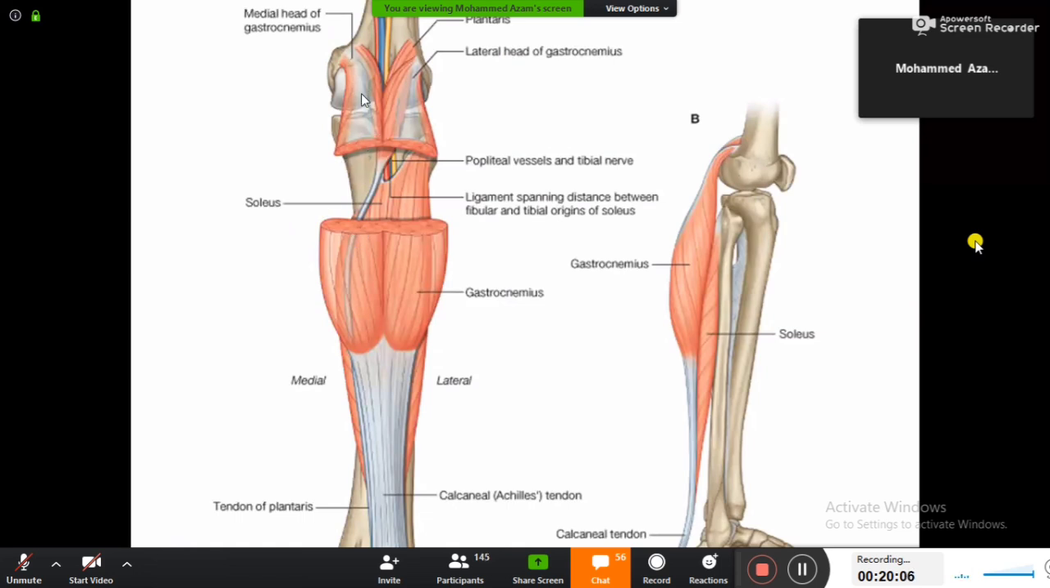Gastrocnemius. There'll be one medial head and there'll be a lateral head. Medial head and lateral head of gastrocnemius. If you cut this muscle and see below that muscle, you'll be able to find soleus.